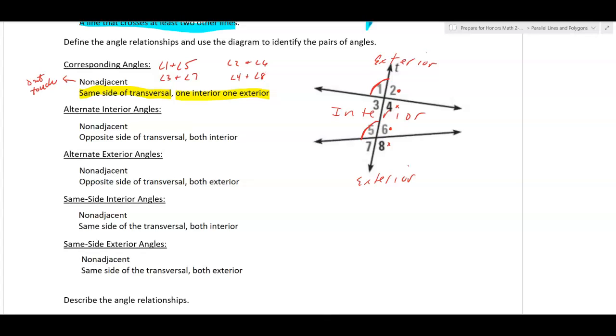Next, we have alternate interior angles. When we talk about alternate interior, they're on different sides of the transversal. If this is my transversal, they're on opposite sides of it, and they're both interior. So if I go to this angle here, it's an interior angle on this side of the transversal. What would be alternate to that and not touch it would be angle 6. So angle 3 and angle 6 are a pair of alternate interior angles, and another pair would be angle 4 and angle 5.